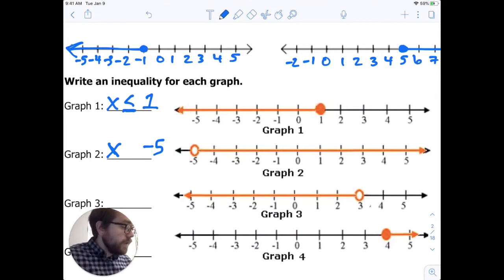Well, I can see my arrow is going off to the right of -5. So it's saying all of the numbers greater than -5. So that's x is greater than -5. And then I need to determine, do I need greater than or equal to? Well, this is an open circle, so it's not equal to -5. So I would just write it like this: x is greater than -5. This graph goes with this inequality.